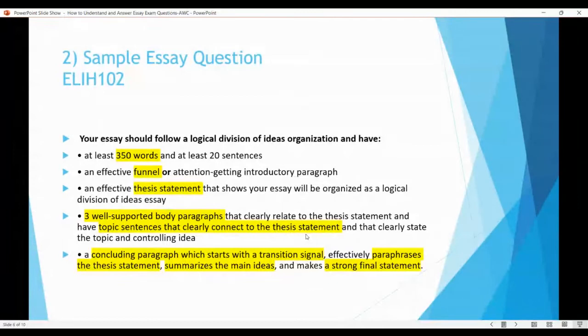And it should be logically connected to the thesis statement. Now, concluding paragraph, which starts with the transition signal. Now we move to a concluding paragraph. It's very important to start a concluding paragraph with a conclusion signal, because if you fail to write a signal, it does not tell readers where you have actually started your conclusion.